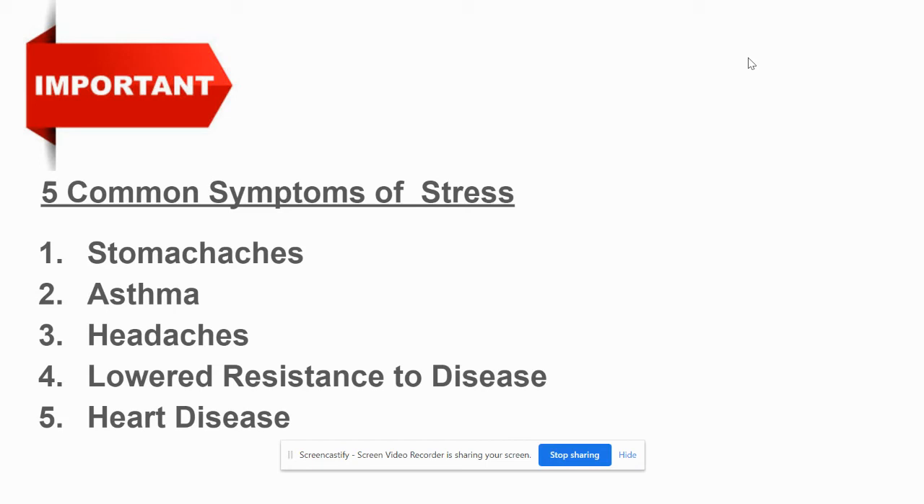Number 4, lowered resistance to disease. That's really important. If you're not managing stress, your immune system is actually weaker, which makes it easier for you to get things like a cold or flu.